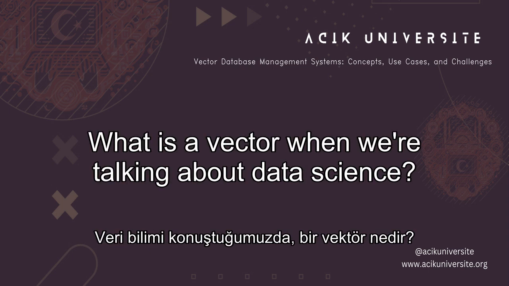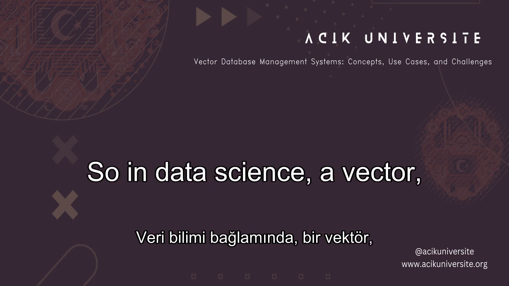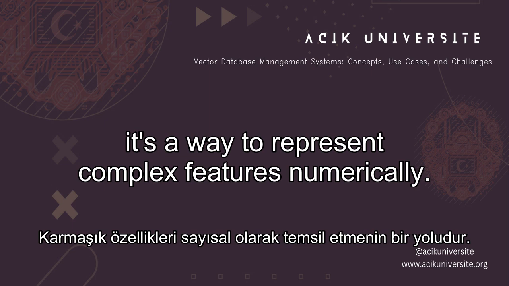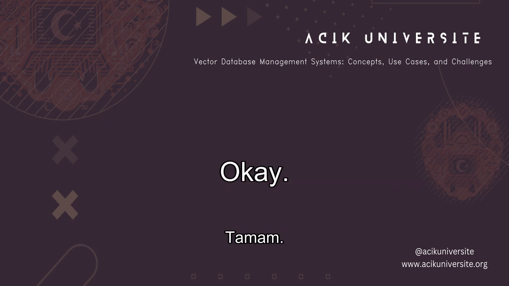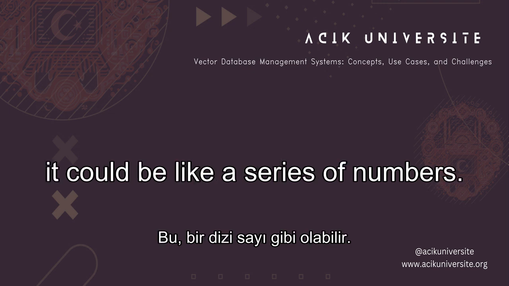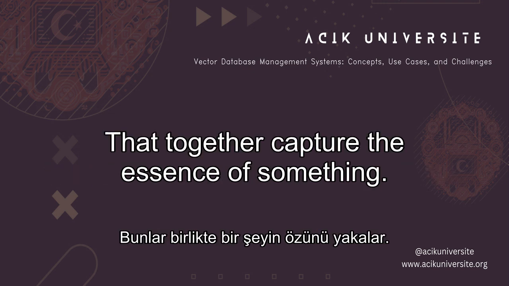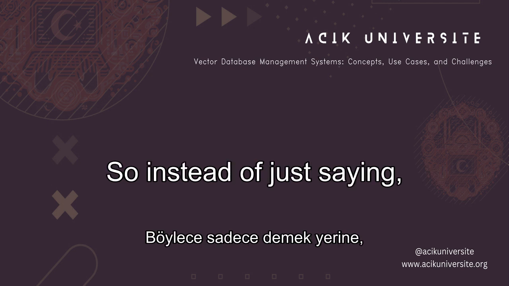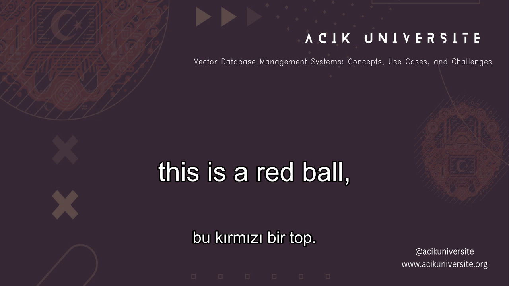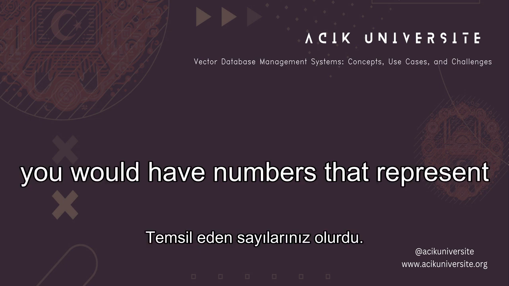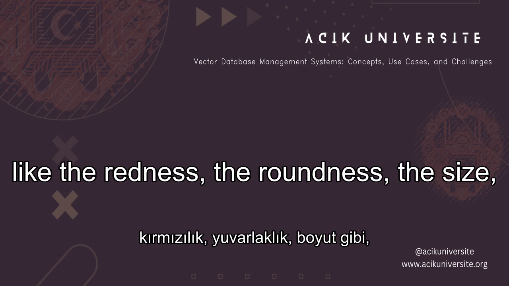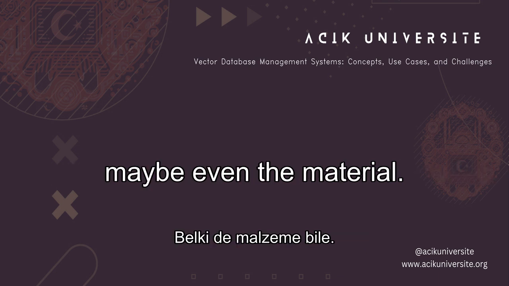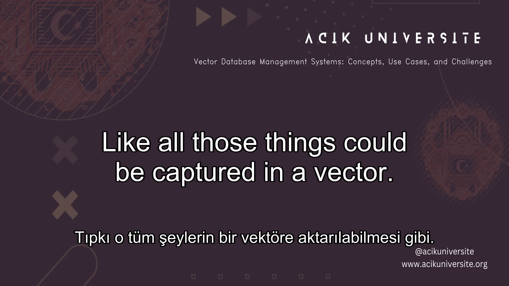What is a vector when we're talking about data science? In data science, a vector is a way to represent complex features numerically. So it's not just one number, it could be a series of numbers that together capture the essence of something. So instead of just saying this is a red ball, you would have numbers that represent the redness, the roundness, the size, maybe even the material. All those things could be captured in a vector.